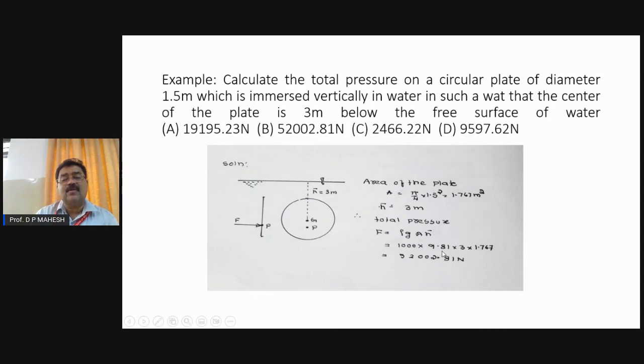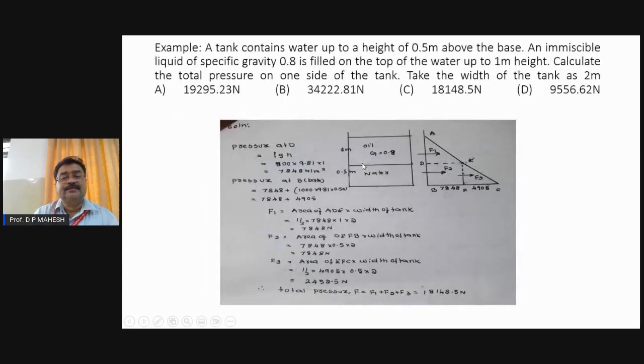So we also have H bar. H bar means the center of gravity of this plate from the free water surface, that is equal to 3 meter. When you substitute everything, finally you will get the answer, which is equal to 52,002.81 Newton. So here you have the answer B, which is correct. So the total pressure value will be equal to 52,002.82.